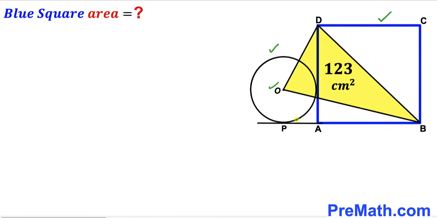In this video, we have this blue square ABCD and this circle with the center O put together, as you can see in this given diagram. As a result, we get this yellow shaded triangle DOB. The area of this yellow shaded triangle DOB has been given to us as 123 centimeters square. Furthermore, this circle and this blue square are tangent to each other at this point, and this point P is the point of tangency as well. Now our task is to calculate the area of this blue square ABCD.